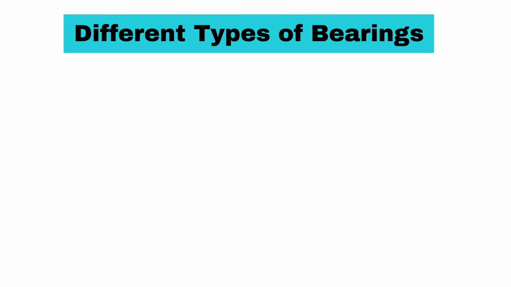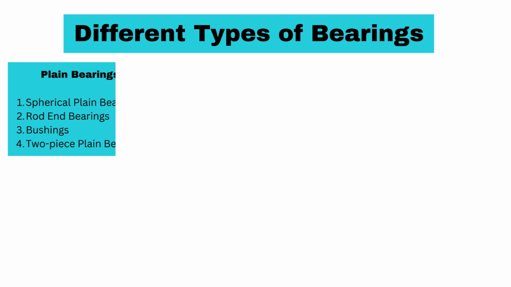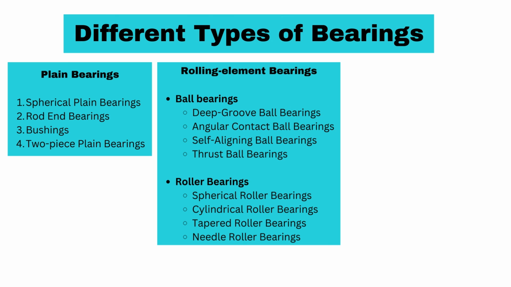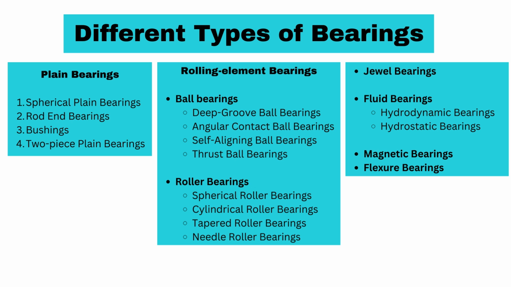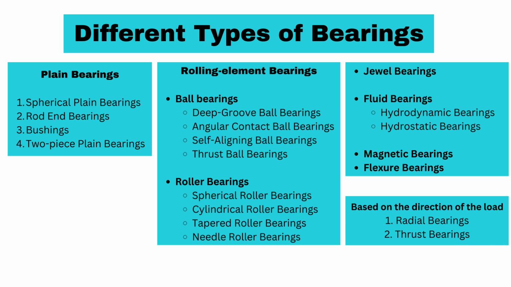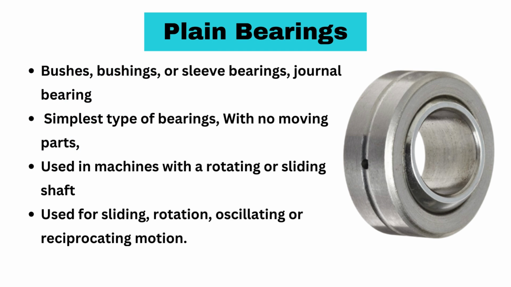Based on the design, there are different types of bearings, like a plain bearing, rolling element bearing, jewel bearing, fluid bearing, magnetic bearing and the flexure bearing. And based on the direction of the load, we have the radial bearing and the thrust bearing. Let's discuss the plain bearing first and the different types of plain bearing.